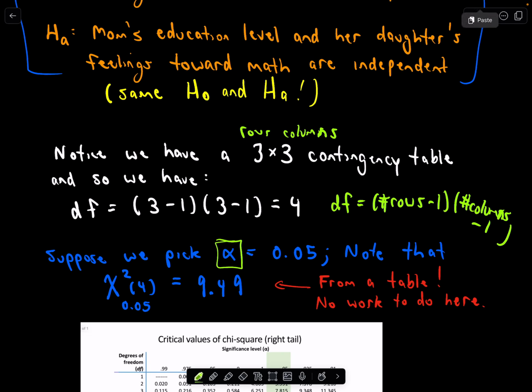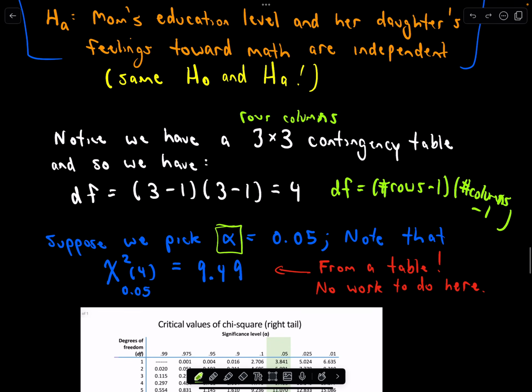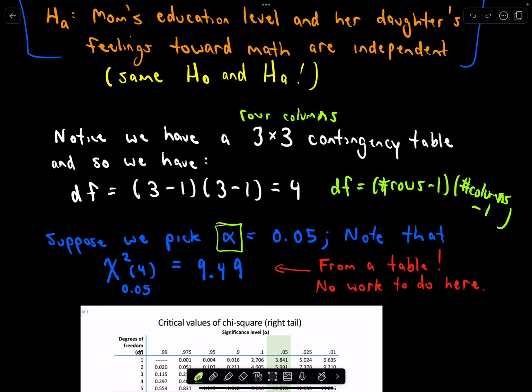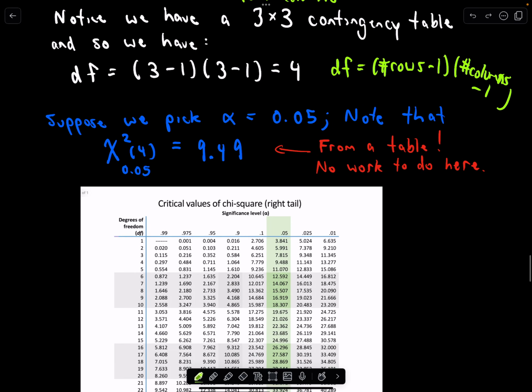So now this is where I've just got to look up this value from a table. So we're looking up chi-squared. The value of 4 just has to do with my degrees of freedom. And again, the number at the bottom just has to do with my value of alpha. And there's nothing to work for here. You just look up a table.